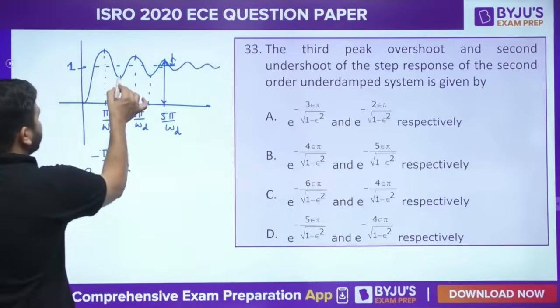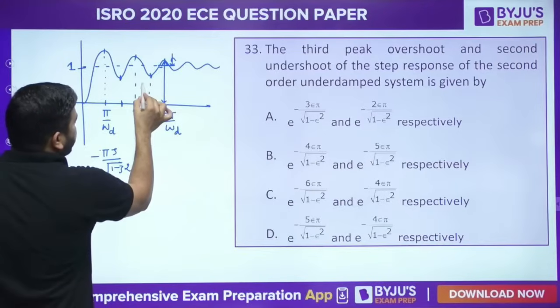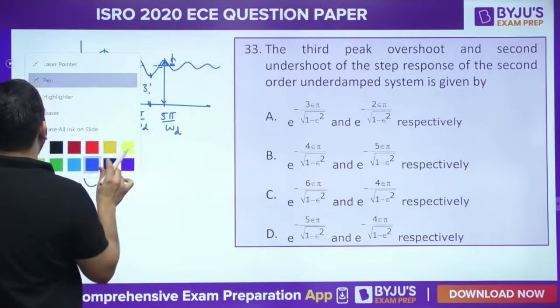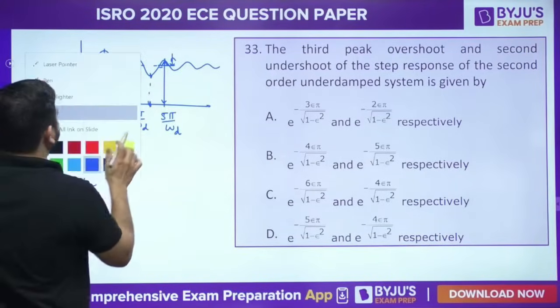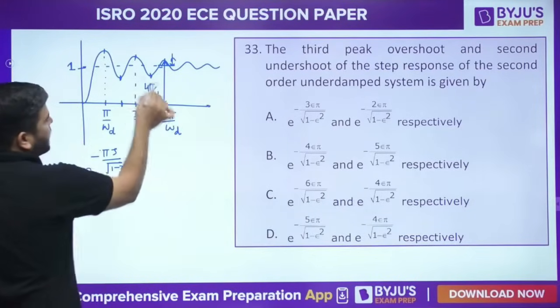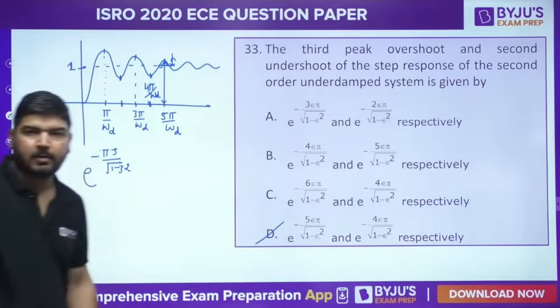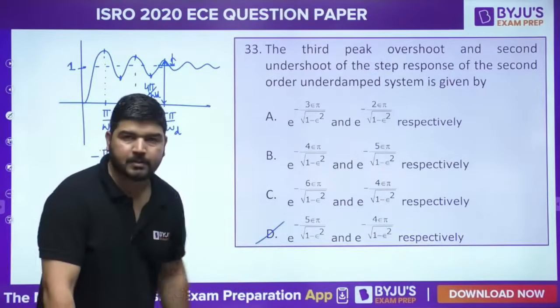You can see that this is the first undershoot, this is the second undershoot. So the second undershoot occurs at 4 pi by omega d. Okay, at this instant, the second undershoot occurs. So here it should be 4. So the answer is D. Okay, directly you can write like this.